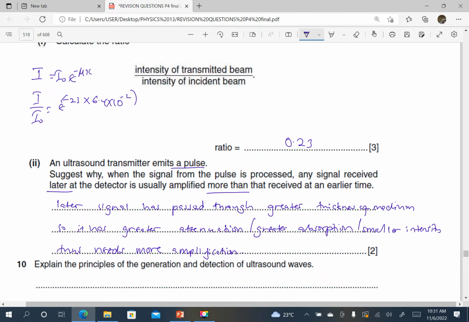Okay, so a signal which we receive later means it traveled a greater distance. So it has passed through a greater thickness of the medium. So it has undergone greater attenuation. Therefore, it has a smaller intensity. Thus, it will need more amplification. Okay.